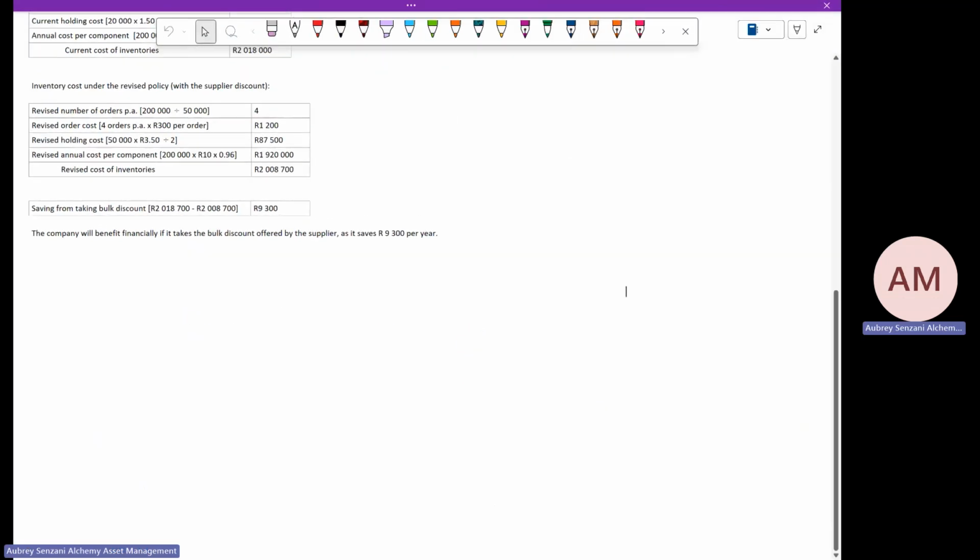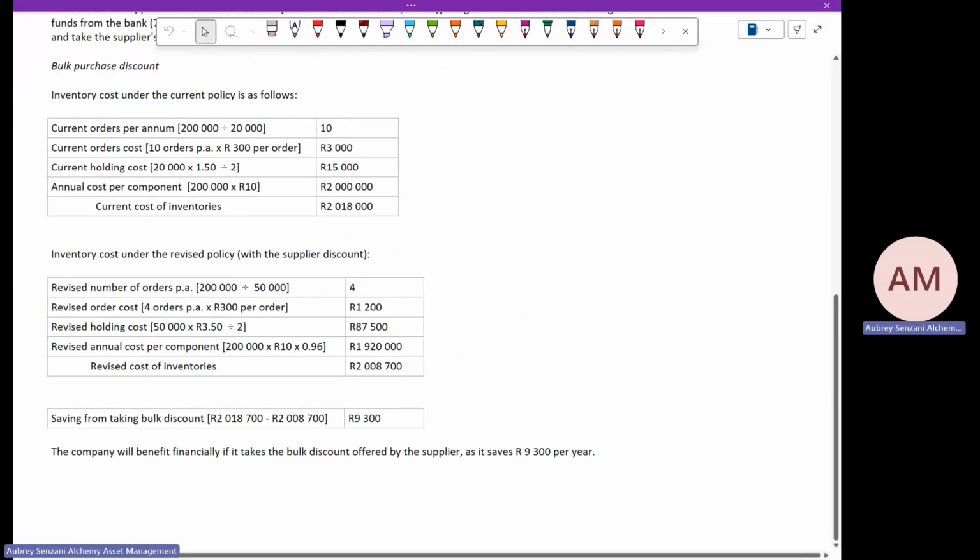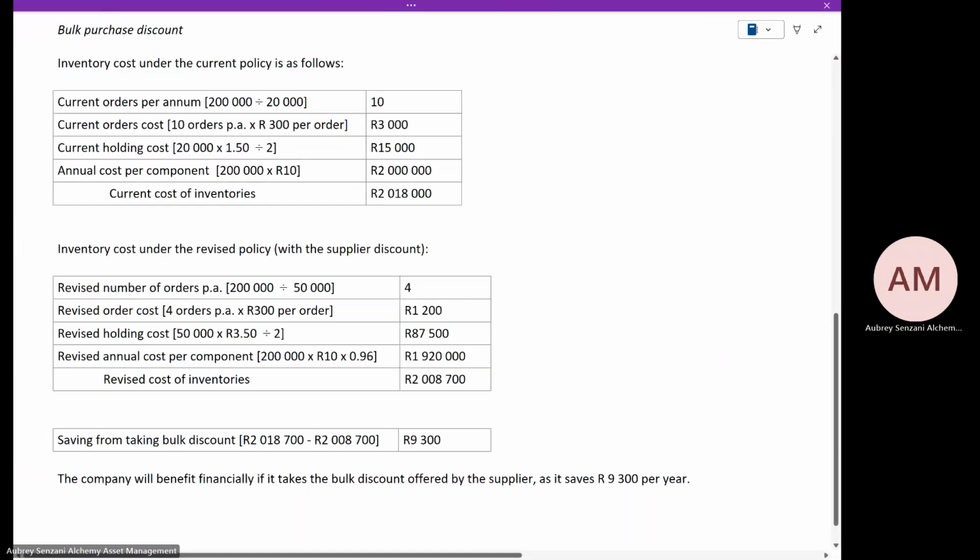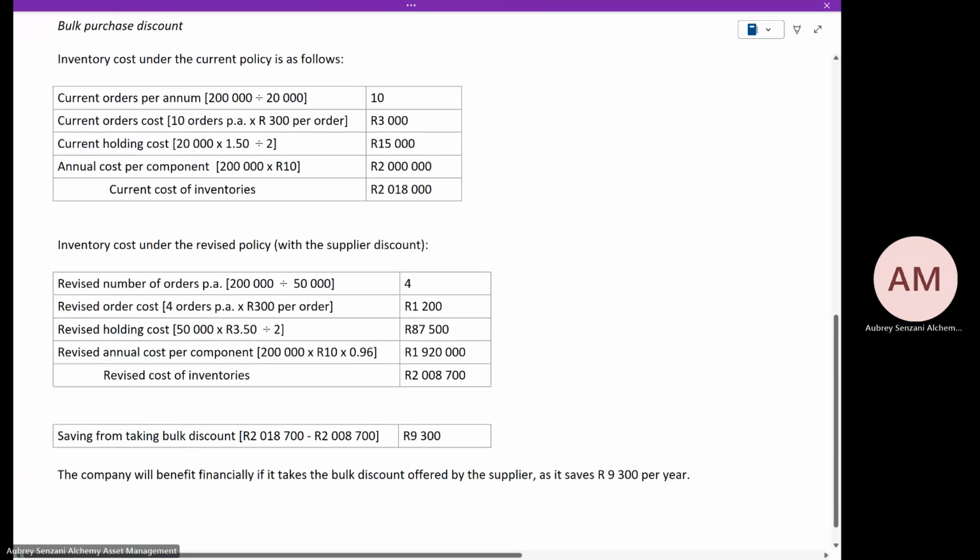So I'm now just going to show you what your proposed should look like. There you can see your current, what we just calculated, and we had that 2,018,000. Then since they did not tell us that our annual demand changed, we still have an annual demand of 200,000, but now we're ordering 50,000 per month so we can take advantage of the discount. So instead of having 10 orders for the year, we're going to have 4.